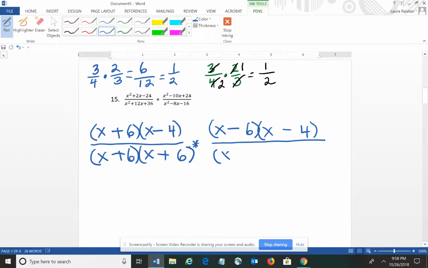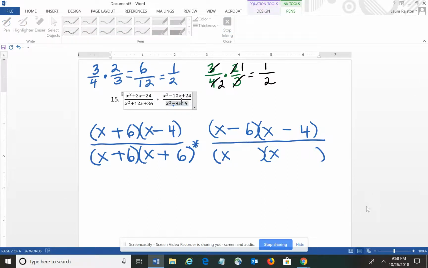And then finally, the last one, a pair that multiply to 16 and subtract to 8. Let's see. 1 and 16, 2 and 8, 4 and 4. No. And 8 and 2. No. I believe I got a typo here. Let's change this problem a little bit. Okay, let's change it to plus 16. Otherwise, it doesn't factor. Just a typo in the problem. Sorry about that.